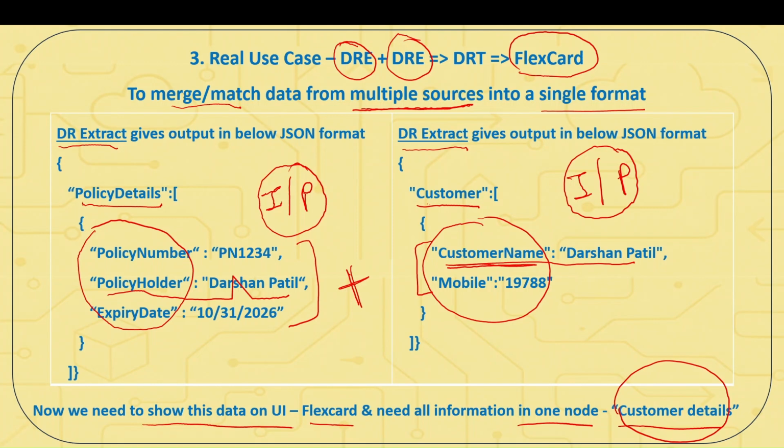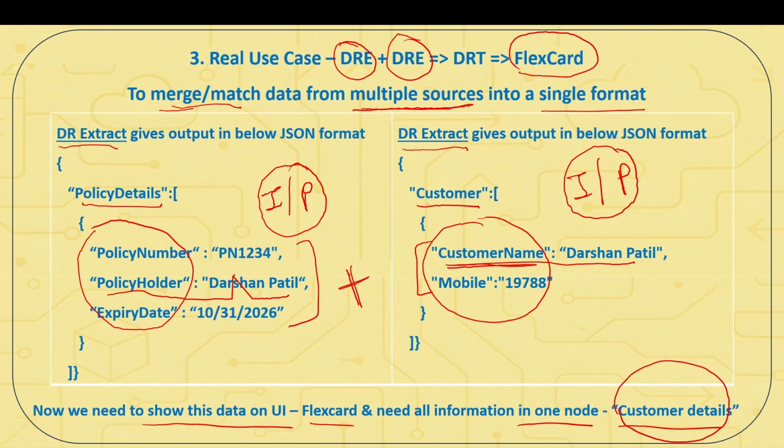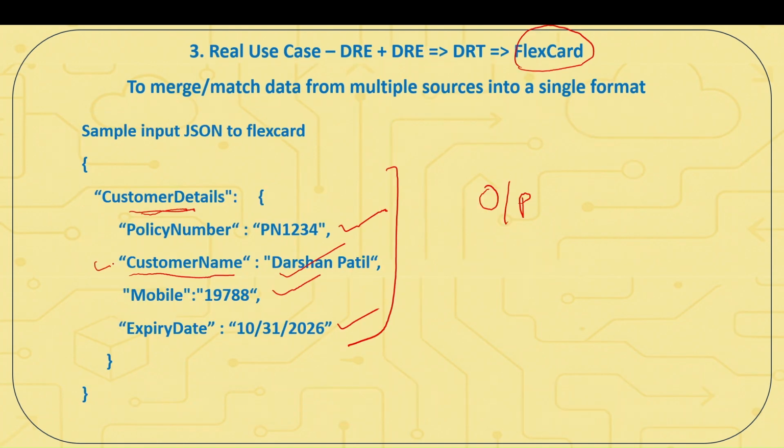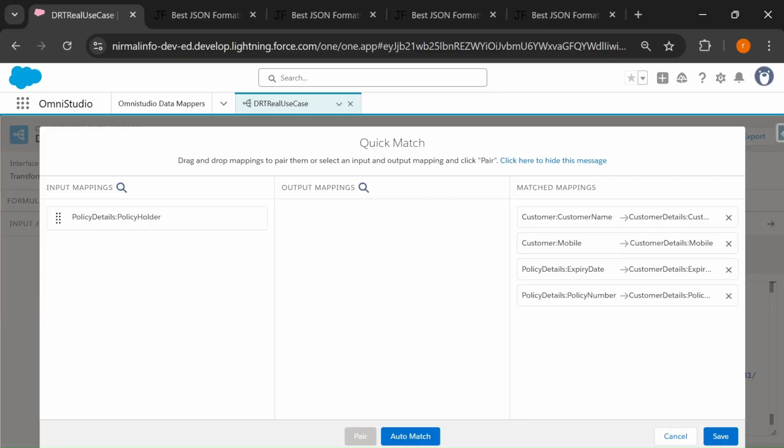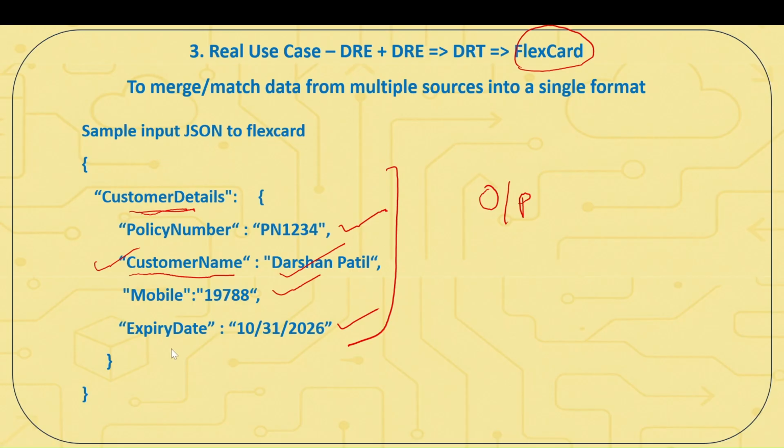We don't need to add both because we need to merge without having duplicate data. In this case, what you need to observe is what your output JSON is expecting. The output JSON is expecting customer name and not policy holder name. So you need to consider this point, as the output JSON is expecting customer name. Hence, you need to map it to the customer name. If you can see here, let me save this. So customer name is mapped to customer name as per the requirement of the output JSON.